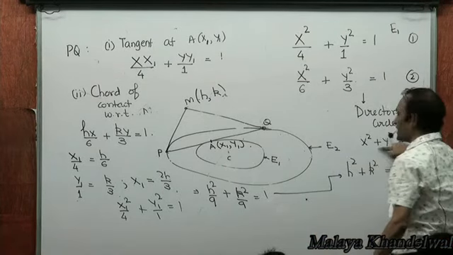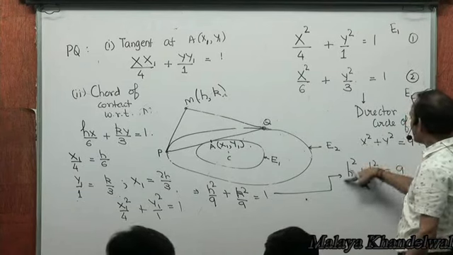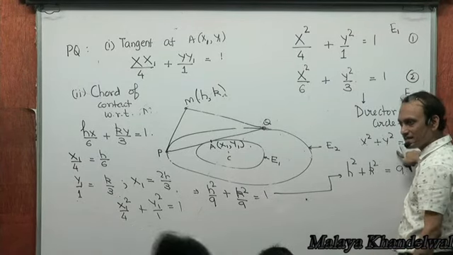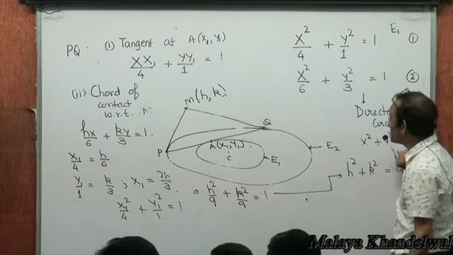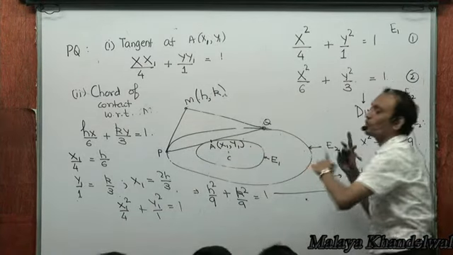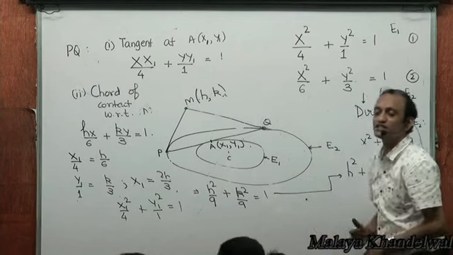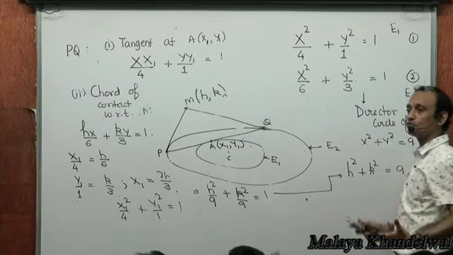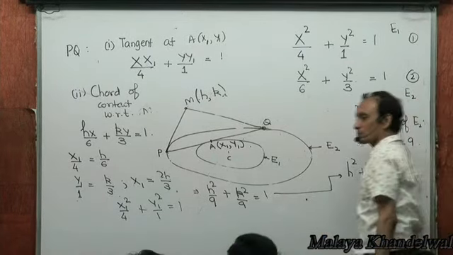That means (h, k) lies on the director circle. (h, k) satisfies the equation of the director circle. That means if (h, k) is on the director circle of E2, the tangents drawn from (h, k) to E2 will always be orthogonal, at right angles, perpendicular to each other. Yes or no? Are you sure about this?